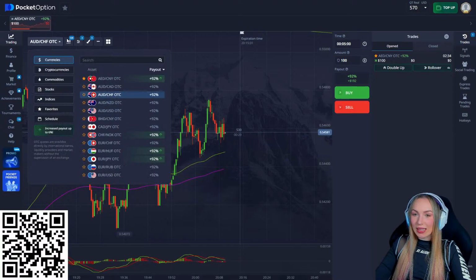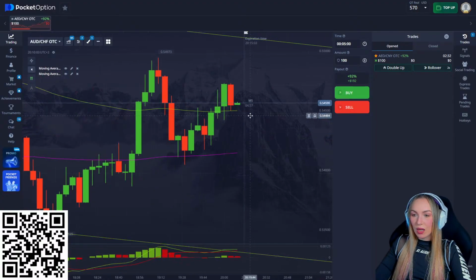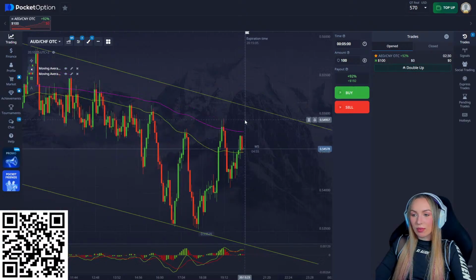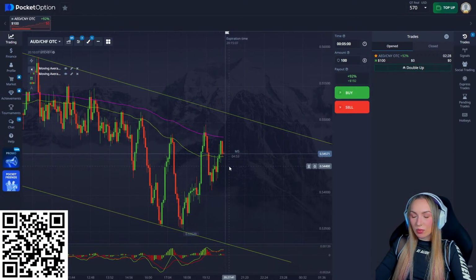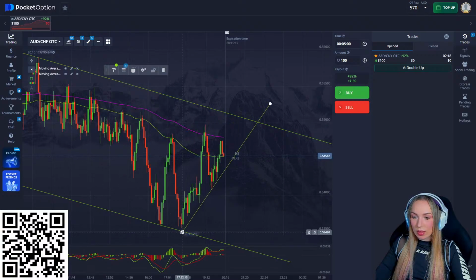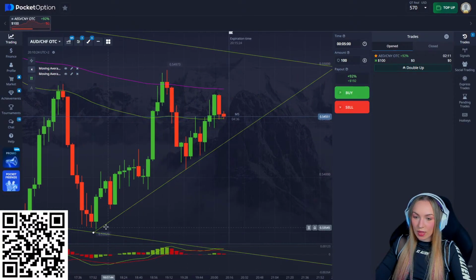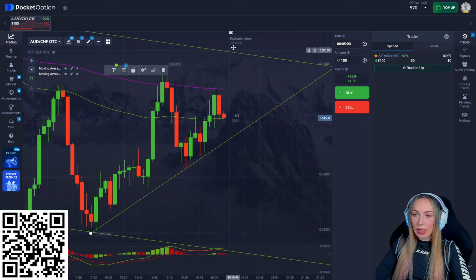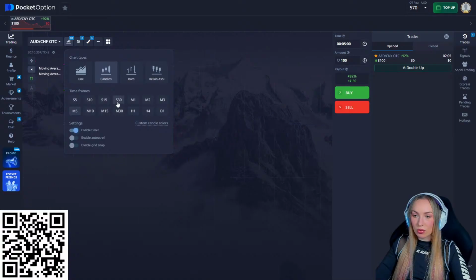AUDCHF kinda has clear structure. Still so far, well, right now it's at the point where it can start going up again. Like you see here, it almost touched the resistance, then it went down. But also it can start actually going down, or it can touch this support and then go up again and actually touch the resistance. And this is, I think, actually what is gonna happen.